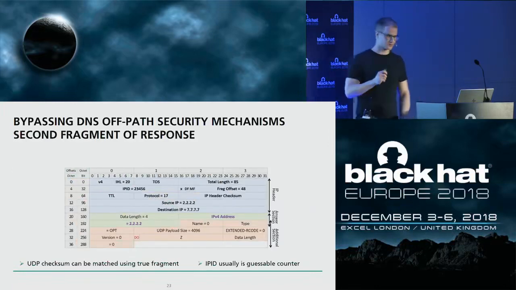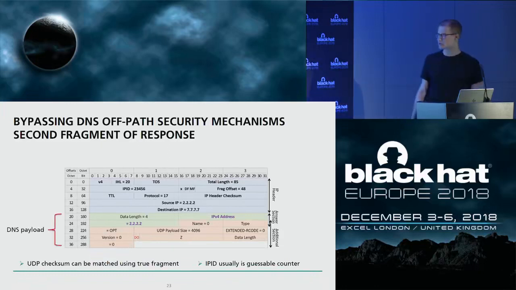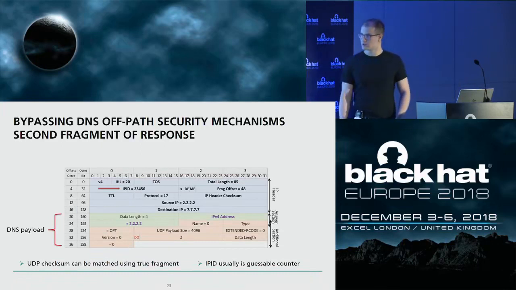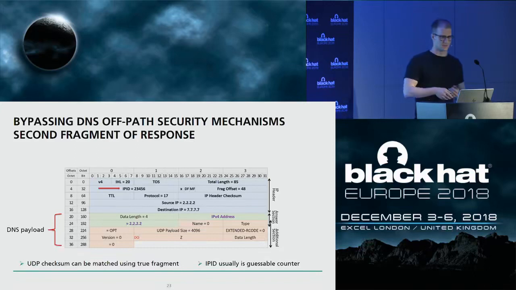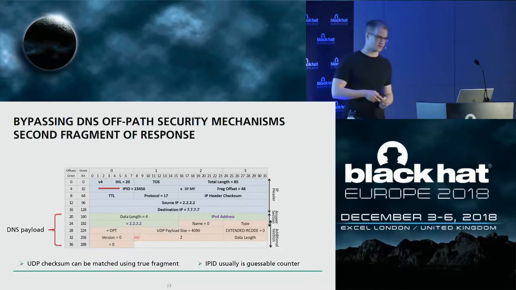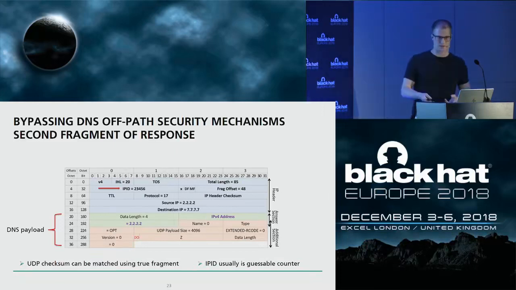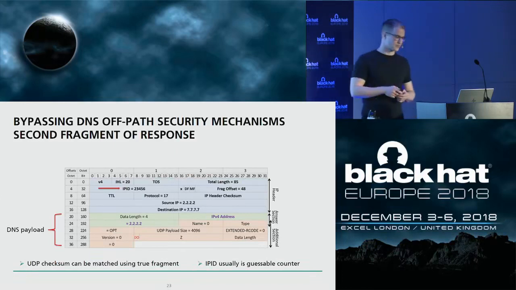The second fragment, as we want to spoof it, would look something like this. You see here the DNS payload. This is the part which we have control over, as well as IP ID, which we have to guess. In the vast majority of systems, IP ID is implemented as a counter, either incrementing on a global base or local per destination. And we can guess this by simply sending direct probes, if it's a global counter, or using side channels. But I won't go too much into detail here.